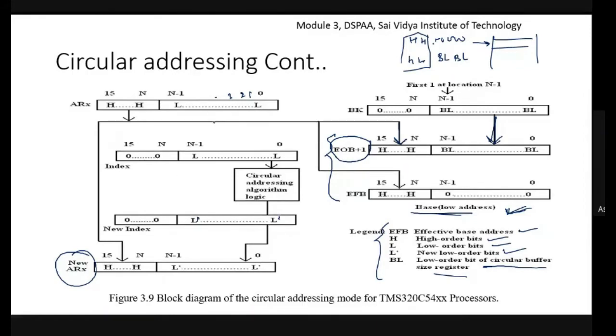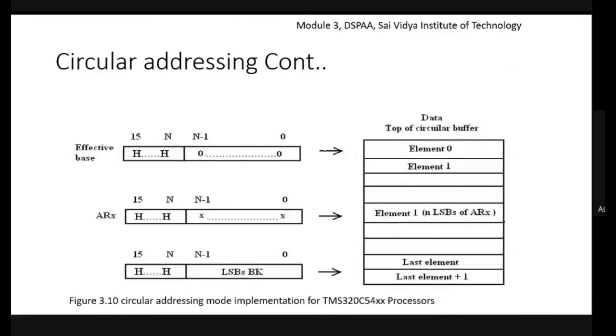Here we have four row type structures, and here three row type structures. Here it is ARX, new index, new ARX. Here it is the BK register, and here first the effective base address, and second the end of the buffer plus one. So always end of the buffer plus one will be this. For 0 to BL, the plus one is automatically added.